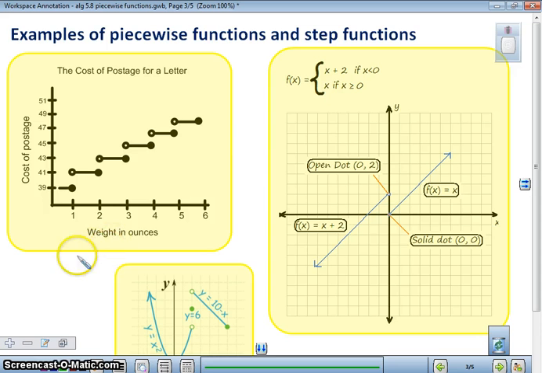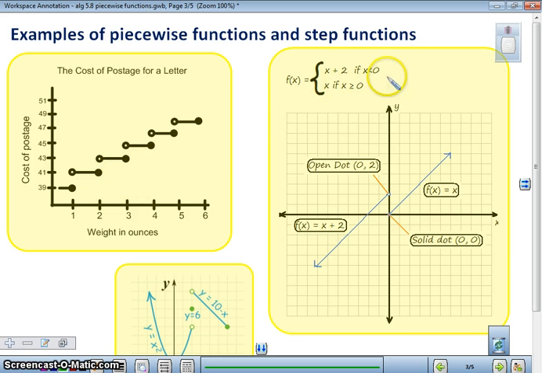Here you're going to see some different examples. This one, if we look at enclosed on the top, would be our floor function with the weight in ounces. And if you go into a store and you buy 1.5 ounces for your stamp to mail your letter, you are going to have to pay for the 2-ounce price no matter what.